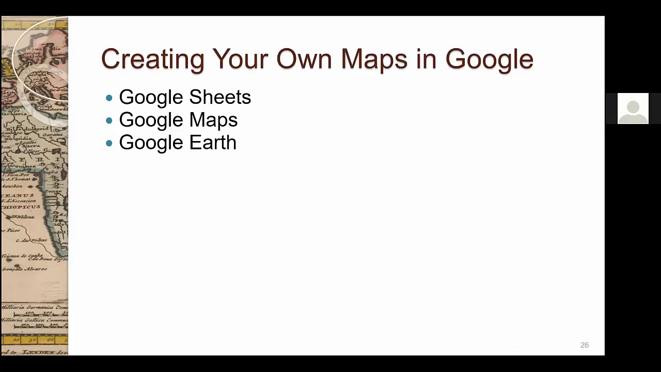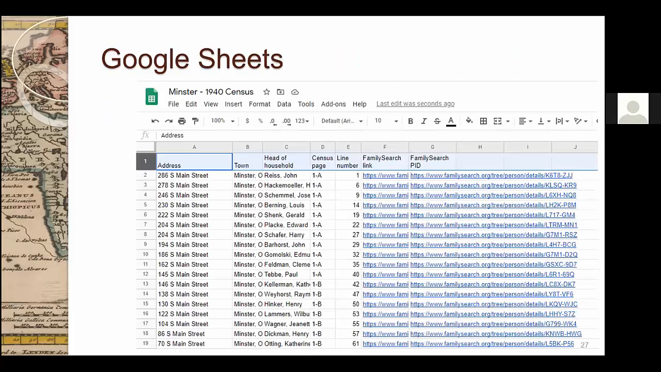So you can also create your own maps in Google Earth and Google Maps. You only have to know how to use Google Sheets, the spreadsheet formula there, and then how to import that information in. And I'll show a couple demonstration maps and how you can do this. So in this case here, I've created a spreadsheet for the town of Minster, Ohio from the 1940 census.